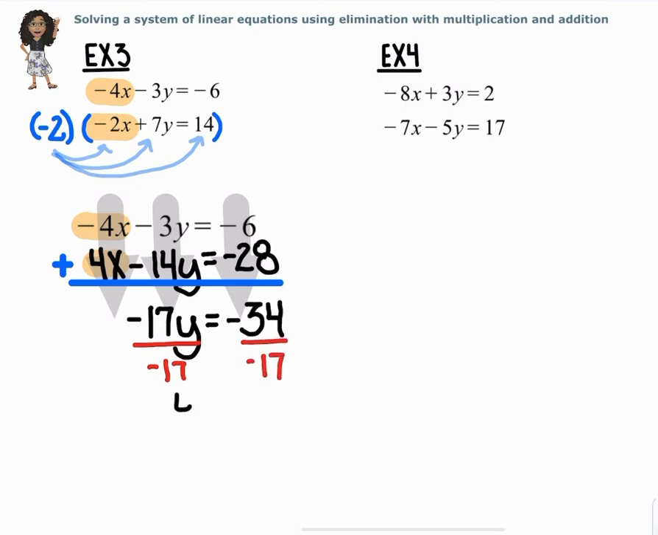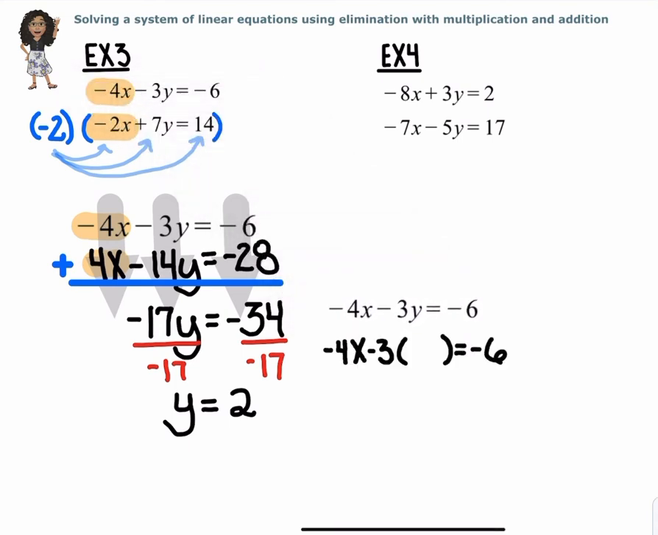And I find that y is equal to +2. Now that I've found y, I can grab either one of the original equations, substitute 2 in for the y, and solve for x. So simplifying the left side, -3 times +2 is -6.